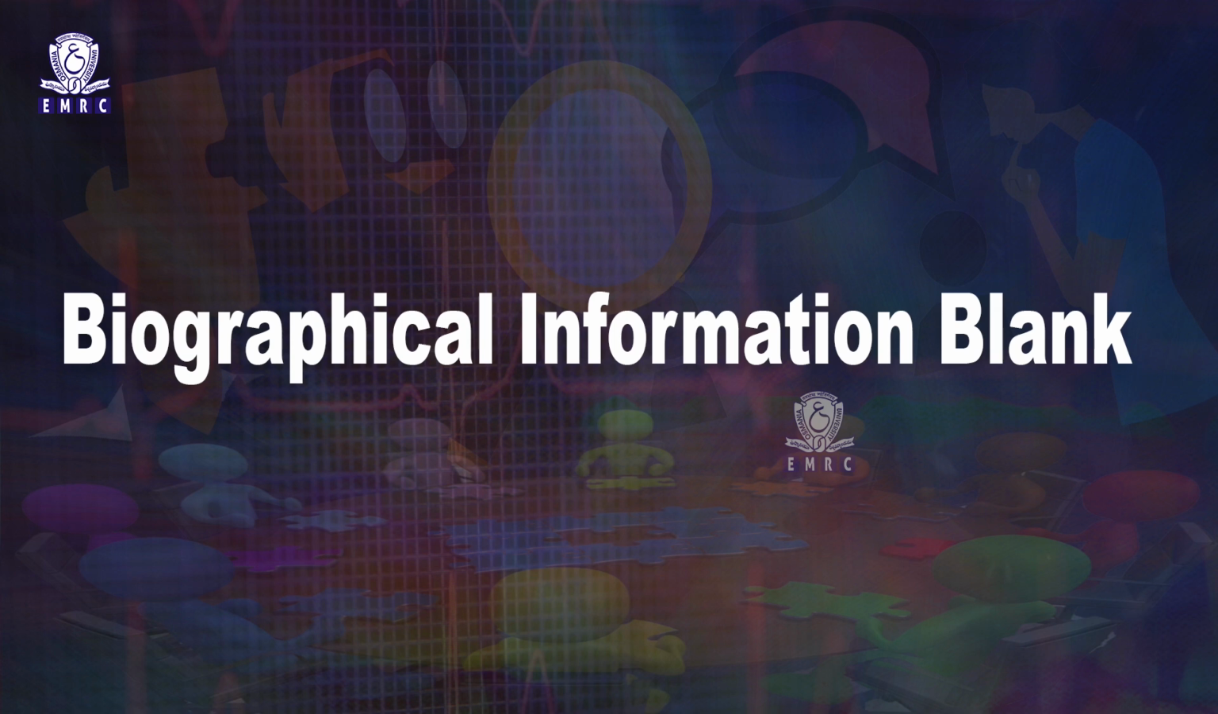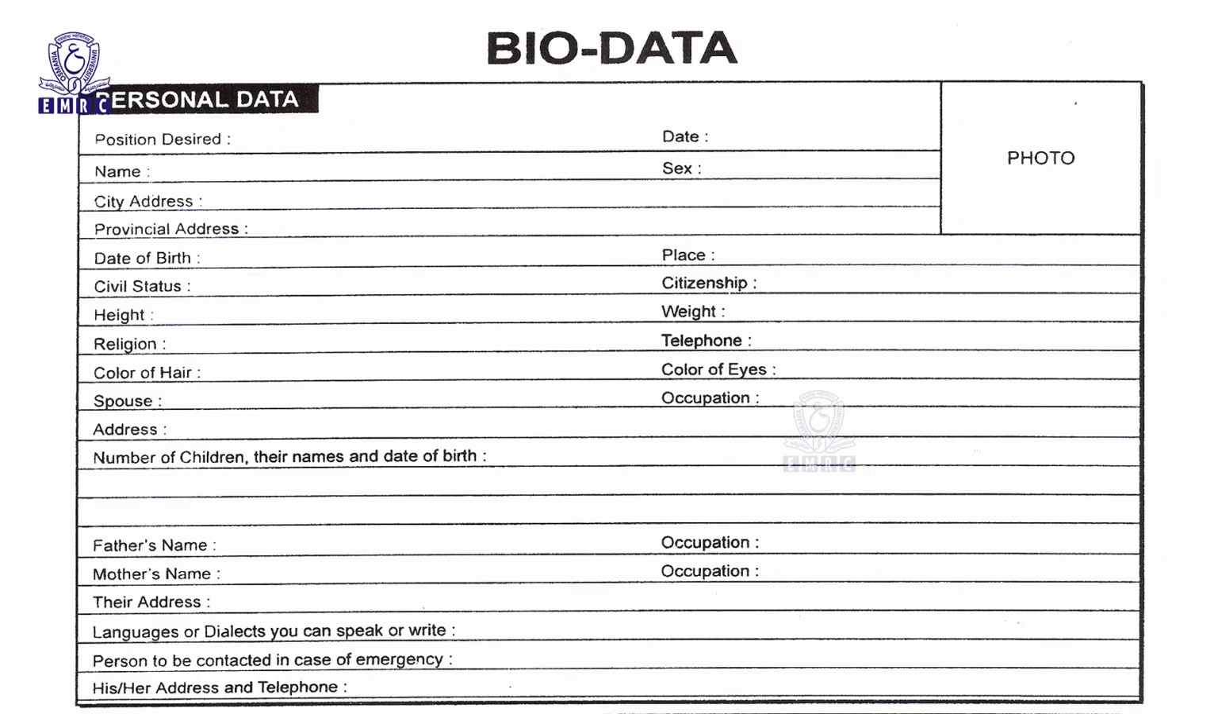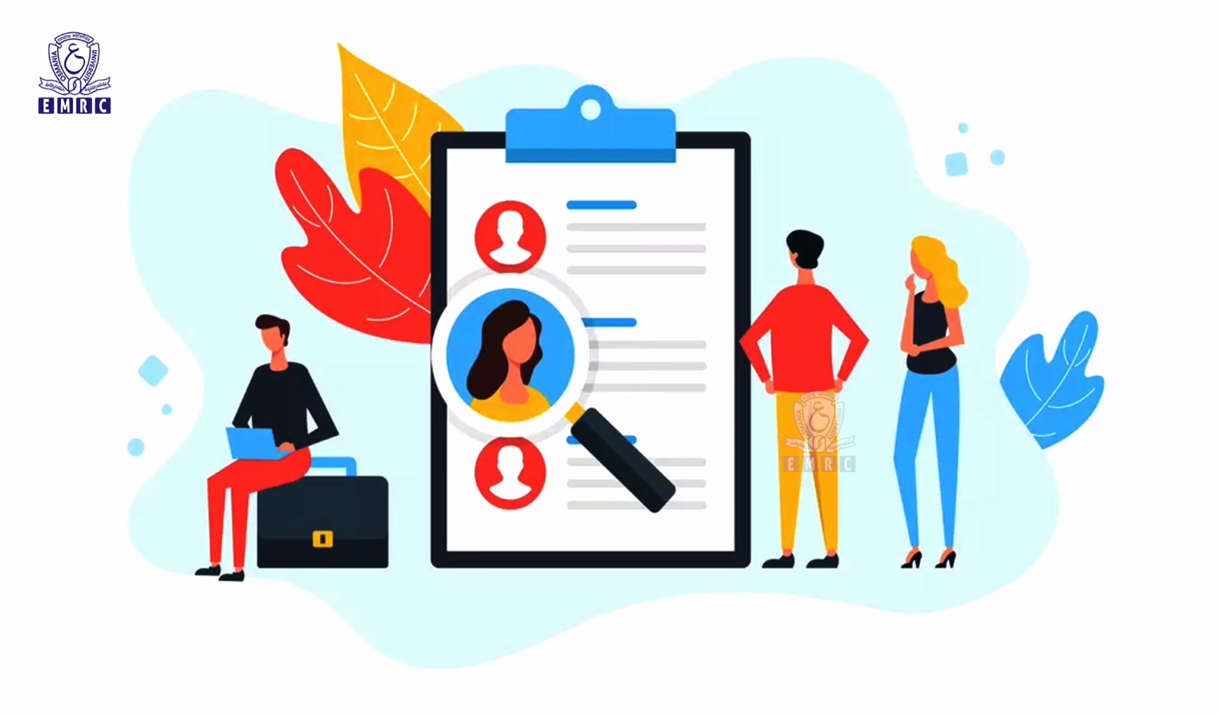Biographical information blank. The biographical information blank, or BIB, is a paper and pencil form that includes items that ask about detailed personal and work history. It is used to aid in the hiring of employees by matching the backgrounds of individuals to the requirements of the job.